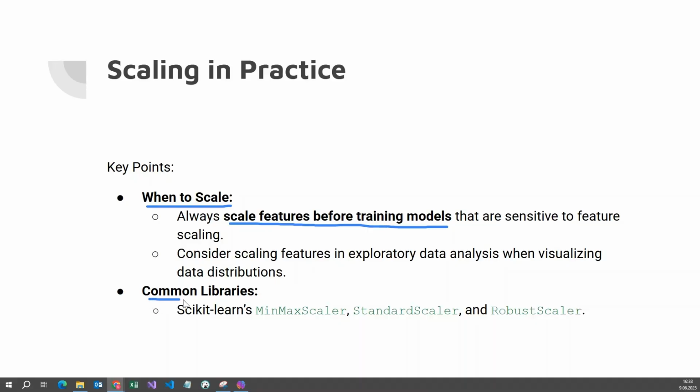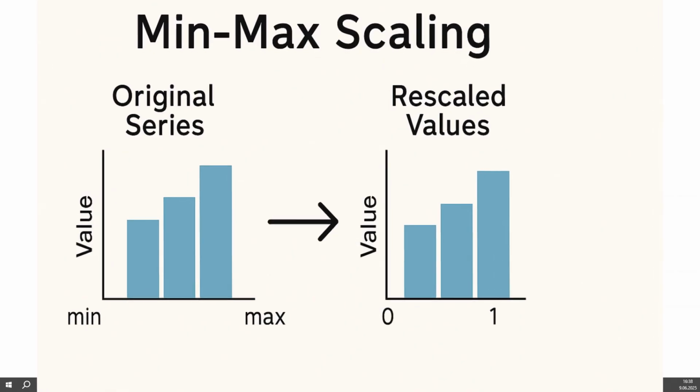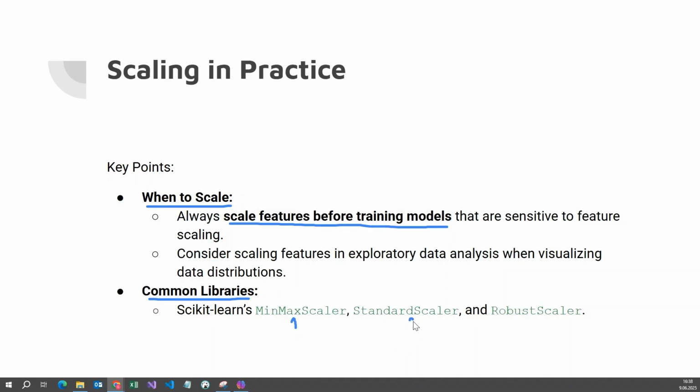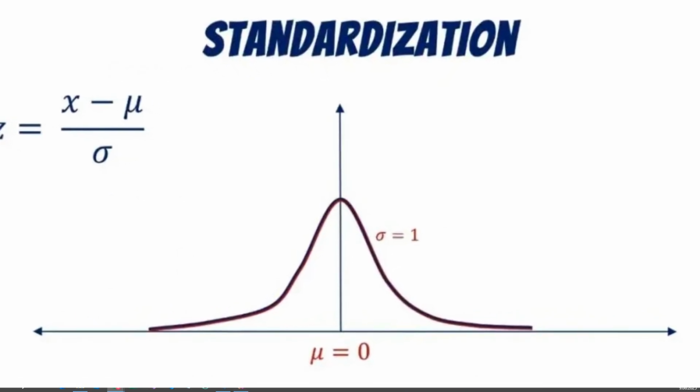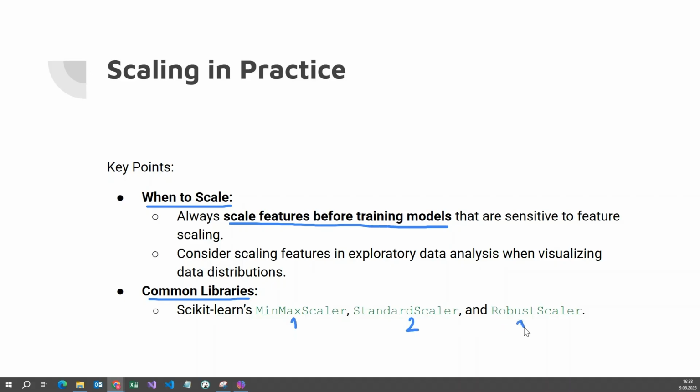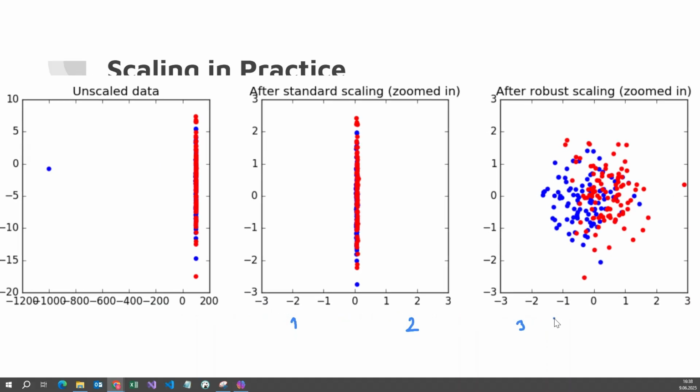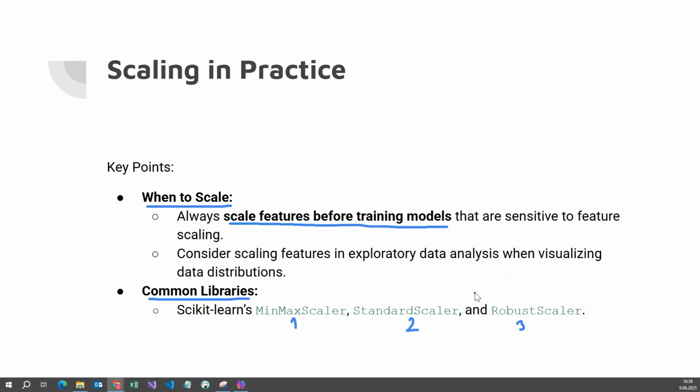Common libraries. Scikit-learn offers several handy tools for scaling. Min-max scaler rescales features to a range of 0 to 1. Standard scaler centers features around 0, adjusting based on the standard deviation. Robust scaler uses statistics that are robust to outliers. Now let's dive into a practical code example to see how scaling works.